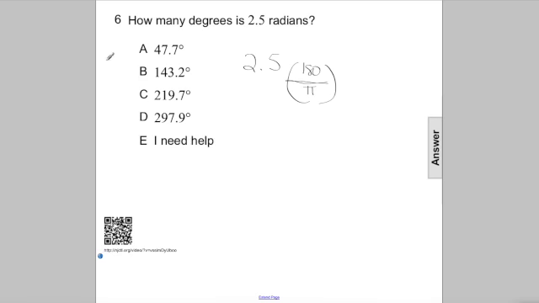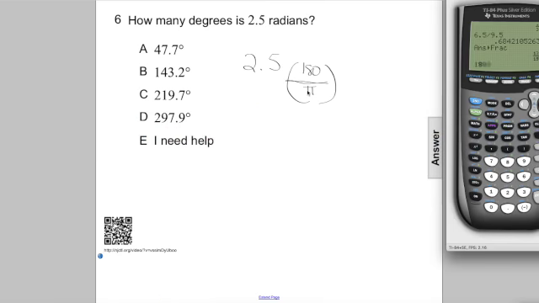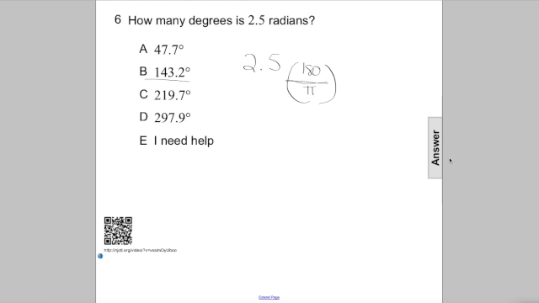So I'm going to break out my calculator, and I'm going to do exactly how I see it in front here. So I'm going to do 180 times 2.5. And then I'm going to divide this by pi. And pi actually is a symbol in the calculator. It's up here. Your calculator will, in fact, have it, but you have to look around for it. And then when I divide out, I get 143.2. That's going to give me the answer being B. So B is the correct answer for this one.